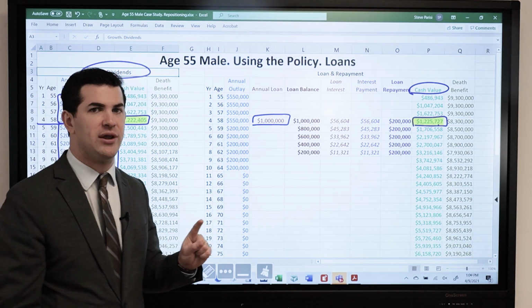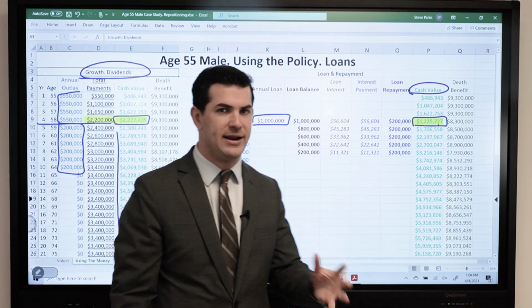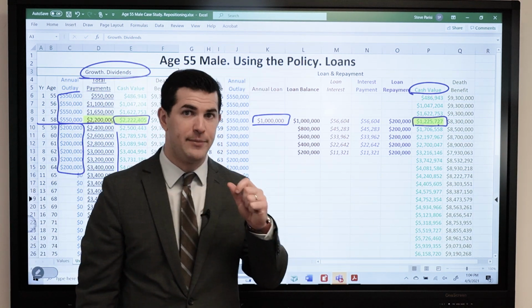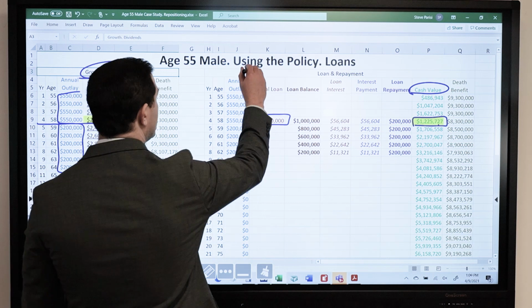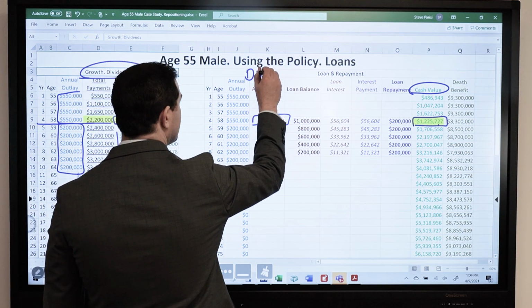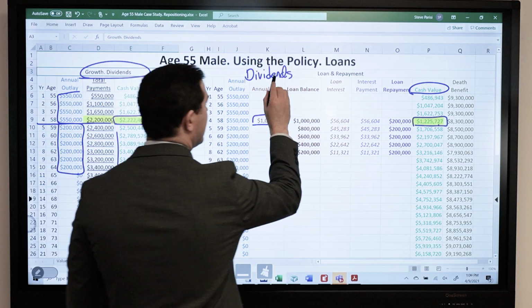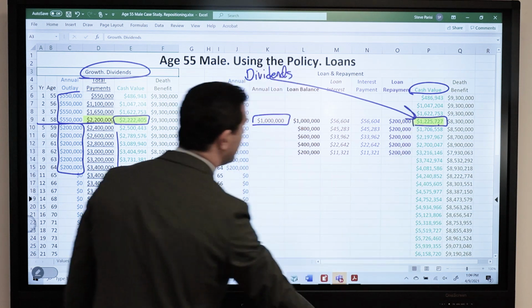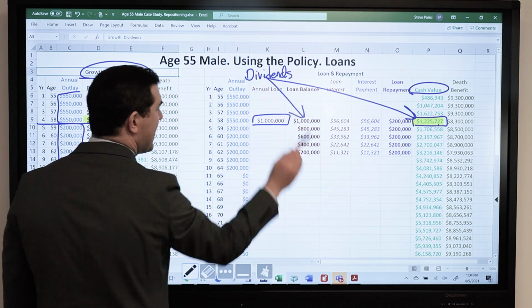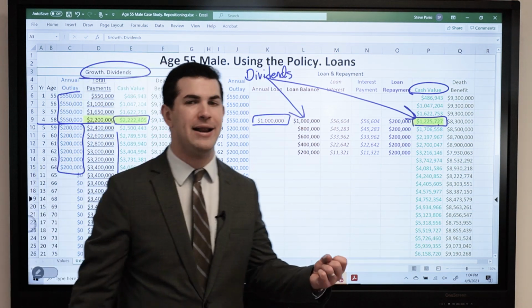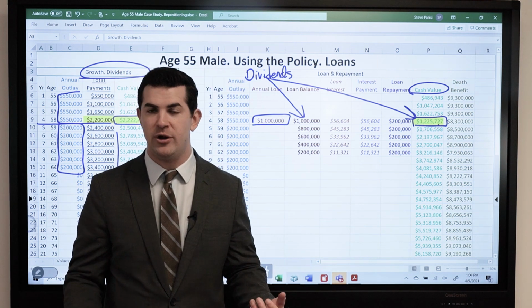Now, here's the beauty of it. When I take a policy loan, the insurance company will continue to pay me dividends on any money in cash value and on my outstanding loan. So when I pull money out, there's no lost opportunity cost there.